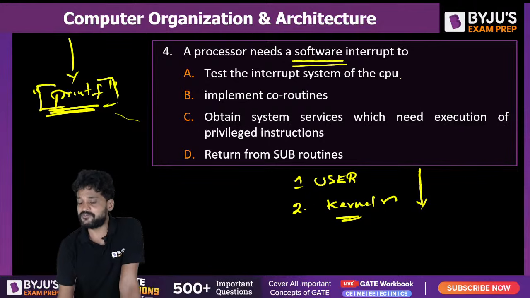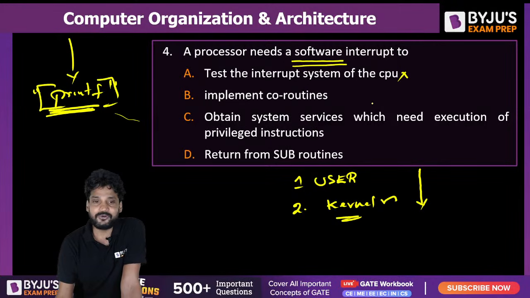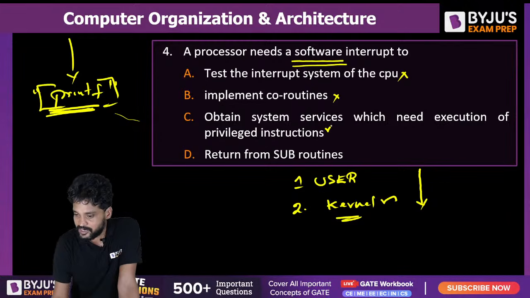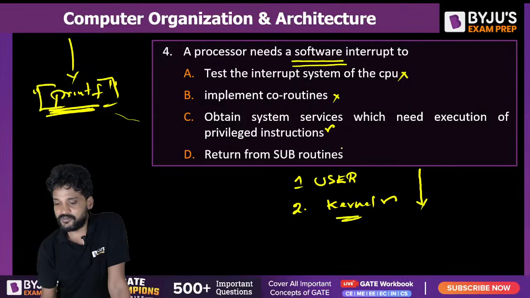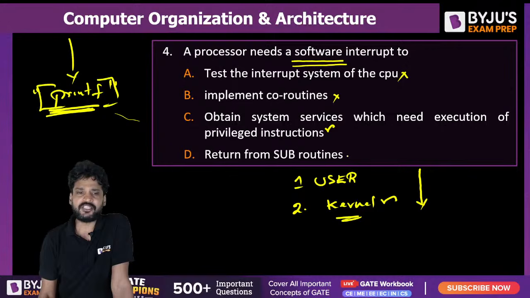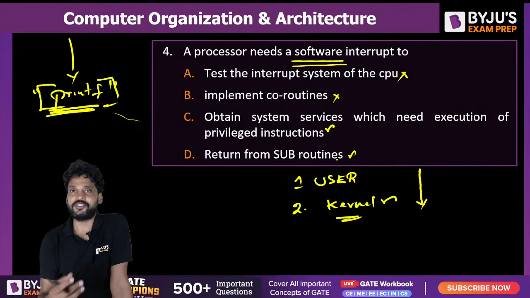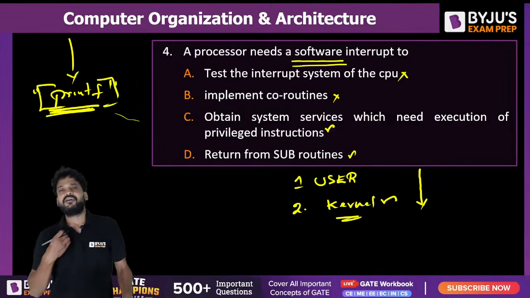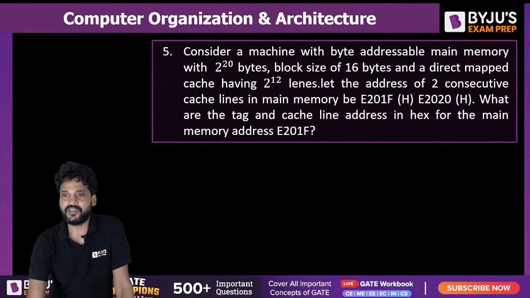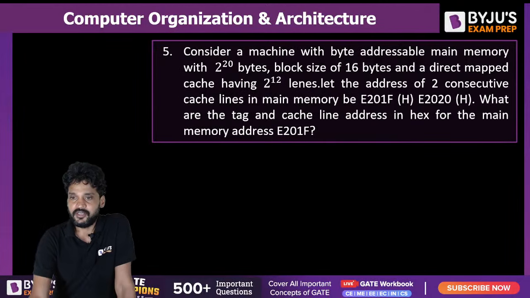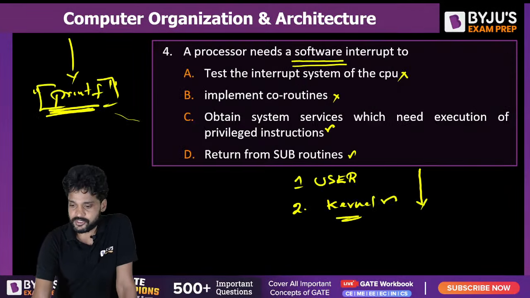Test the interrupt system of the CPU. This I need to rule out right away. Implement the core routines. Again, we need to rule out. Obtain the system services which need the execution of the privileged instruction. Yes, a privileged instruction will be executed in the kernel mode. So, in order to switch the mode from user to kernel, we do require a software interrupt. Return from subroutines. In order to return from a subroutine, we don't require anything. If you want to simply return from the subroutine, a return statement will be executed, but not the software interrupt. And yes, it is C.